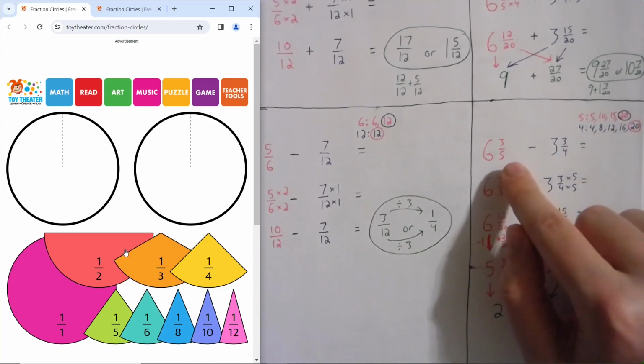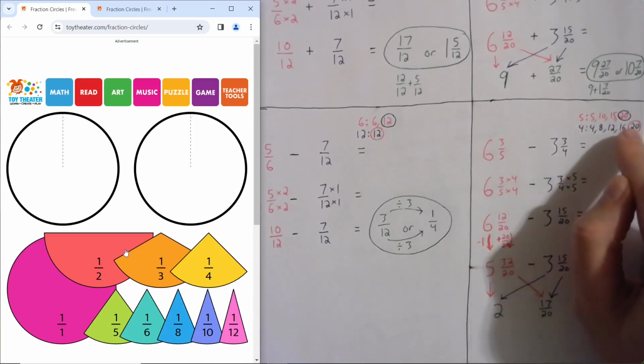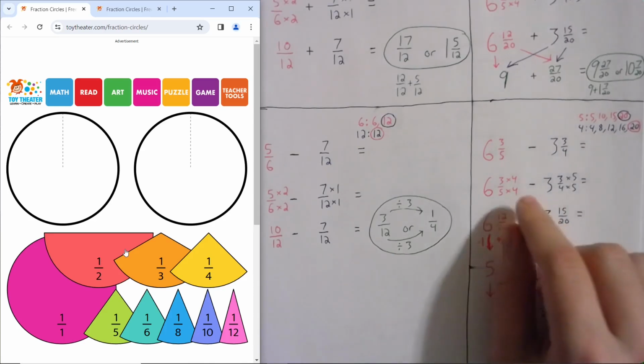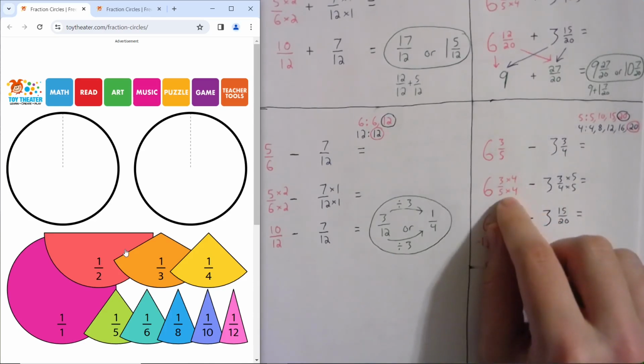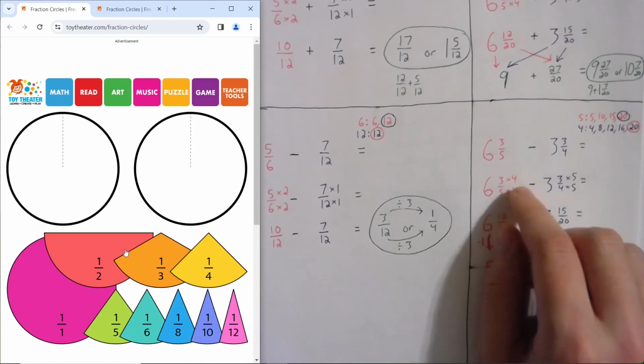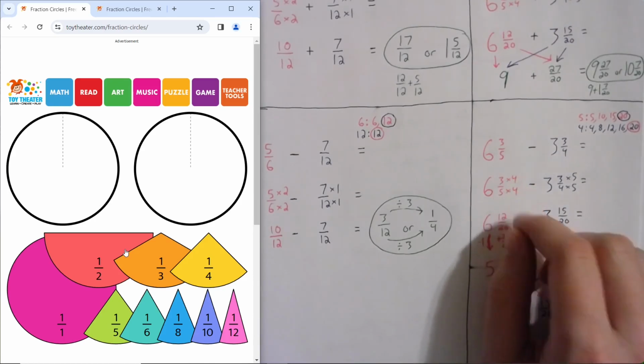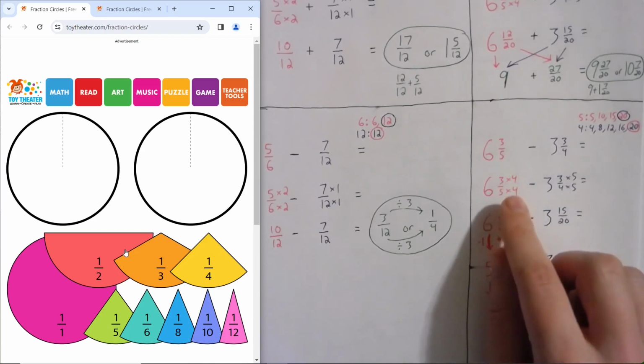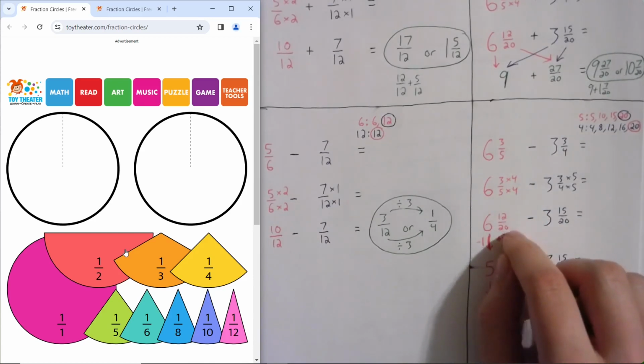So both the 5 and 4 go into 20, as we talked about earlier. So to get there, I have to do times 4 to this 5 to get 20, and then times 4 to the 3, same thing to the top that I do to the bottom of the fraction. And so this 6 and 3/5 is the same as 6 and 12 twentieths.